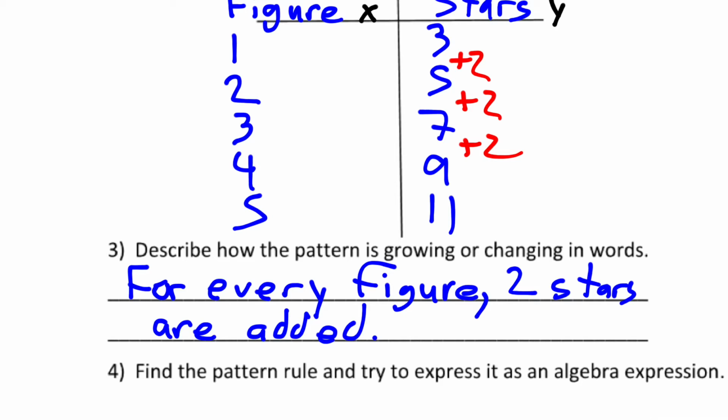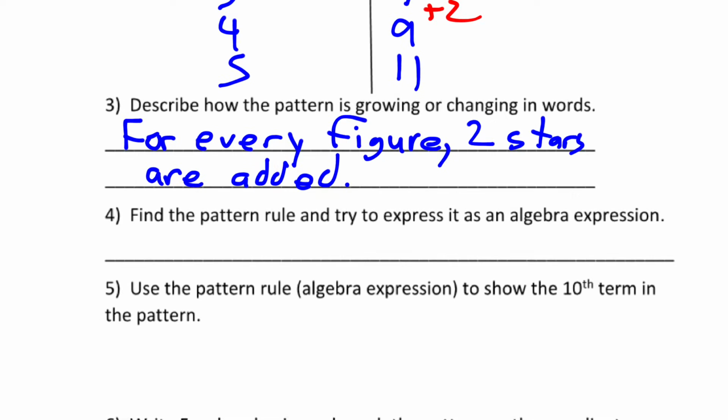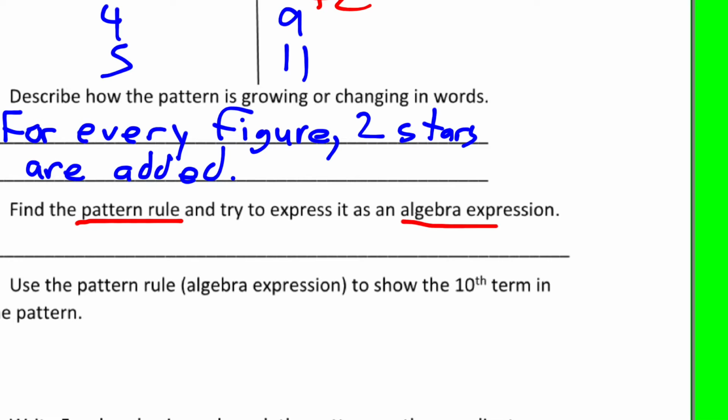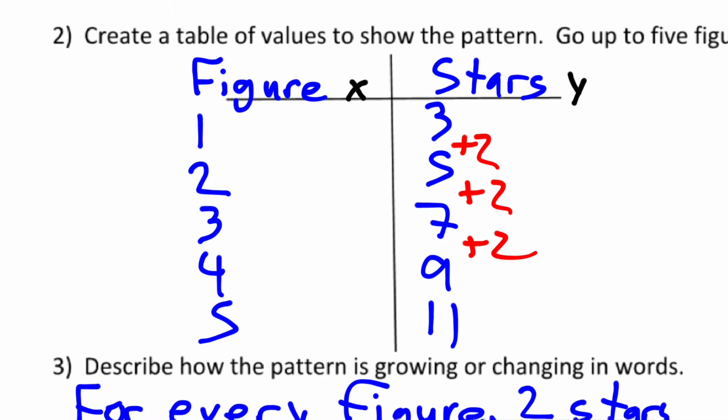Now what we really want to do is get into the algebra here. So this next part says find the pattern rule and express it as an algebra expression. So the pattern rule or the algebra expression is what are you doing to the x to get the y? What are you doing to the x to get the y? And it has to be the same every time. So a common mistake people will make is this. Okay, I can do 1 plus 2 is 3. But 2 plus 2 is 4, not 5, and 3 plus 2 is 5, not 7. So for it to be the pattern rule or the algebra expression, it has to work every single time.